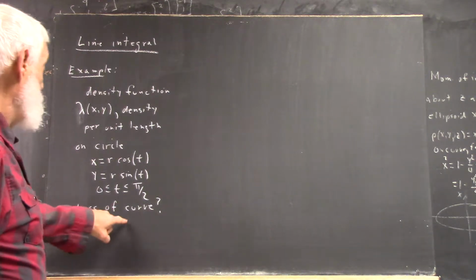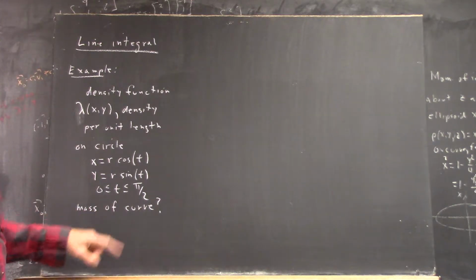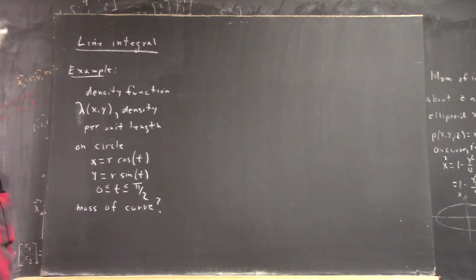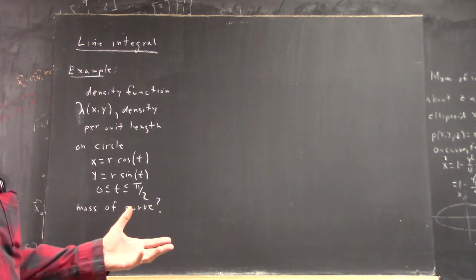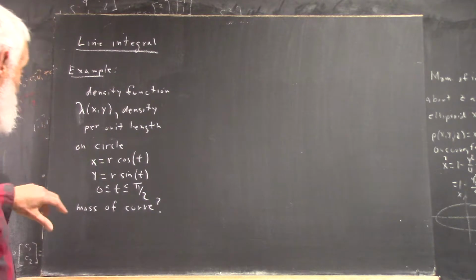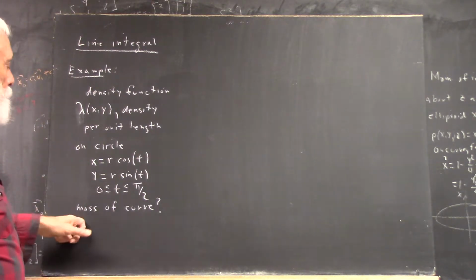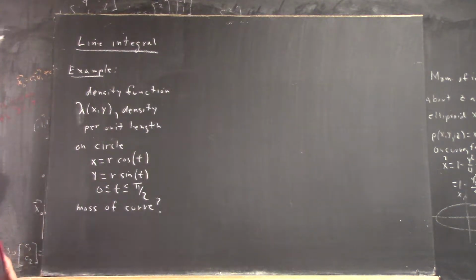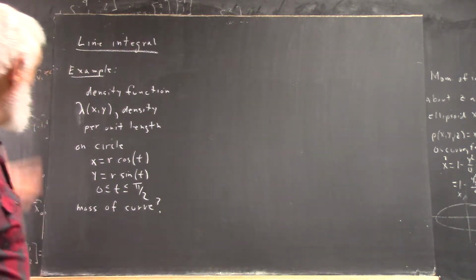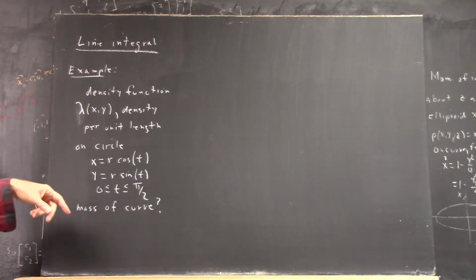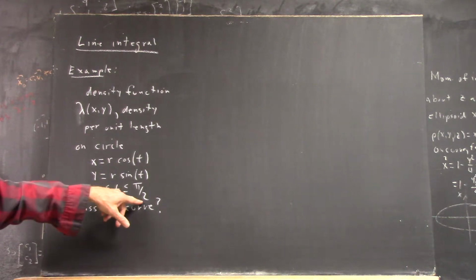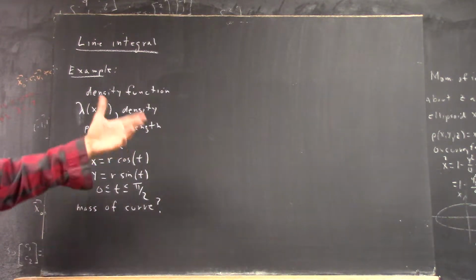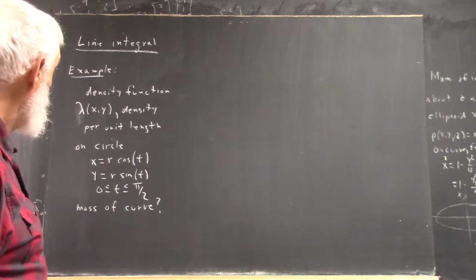So, we could find then the mass of the curve, or we could find its moment of inertia, or we could find its center of mass. We can do any of those things. The question we're going to answer is just what's the mass? That's pretty straightforward. Well, what curve? The curve is just this circle, between 0 and pi over 2. So it's the arc of the circle. I should have been more specific.